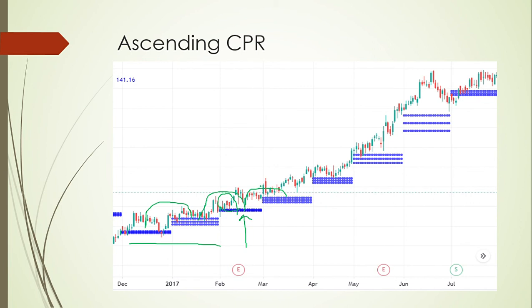For the target, you can exit the position at the month end, or you can use the resistance as a target. You can even use the resistance as a trailing stop loss.